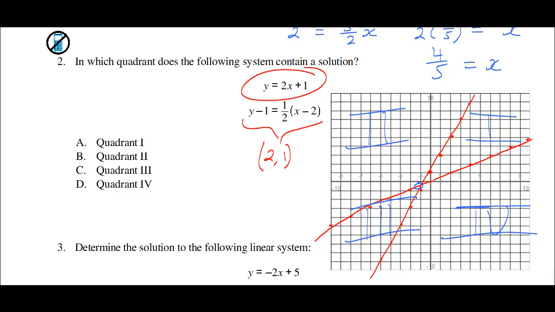Of course, where did this one happen? It happened in quadrant 3, like so. So your solution is C. Okay, let's take a look at number 3.